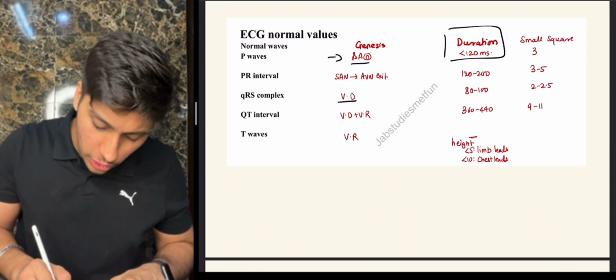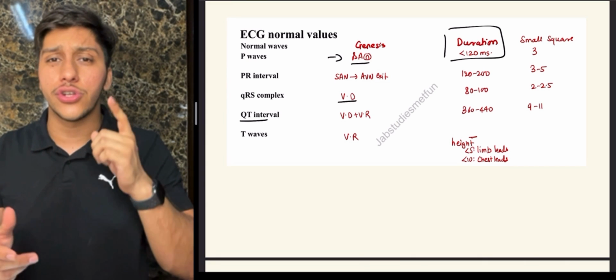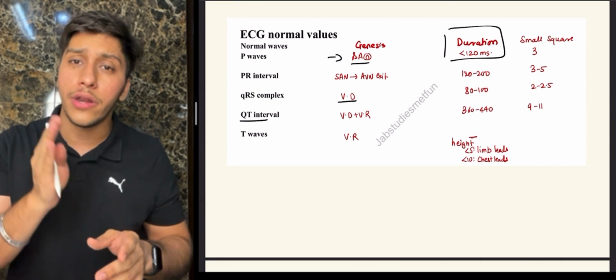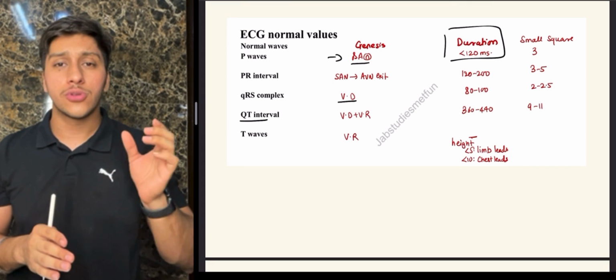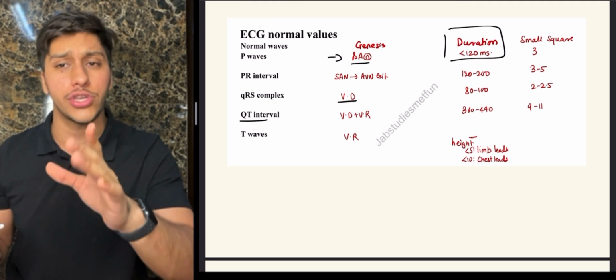The next interval, you will have the long interval, which is the QT interval. The QT interval is a combination of ventricular depolarization and ventricular repolarization. The value is between 9 to 11 small boxes. So 9 fours are 36, so 360 to 440 milliseconds for the QT interval.